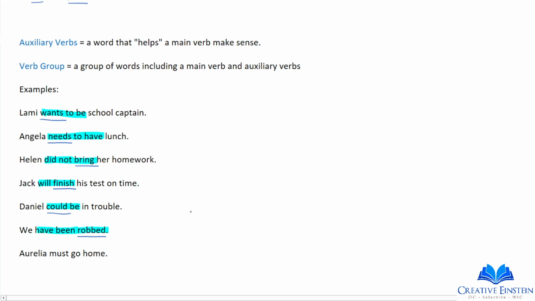Now our last example, Aurelia must go home. Go is our main verb. That's the action. That means must is our auxiliary. Must go is the verb group.